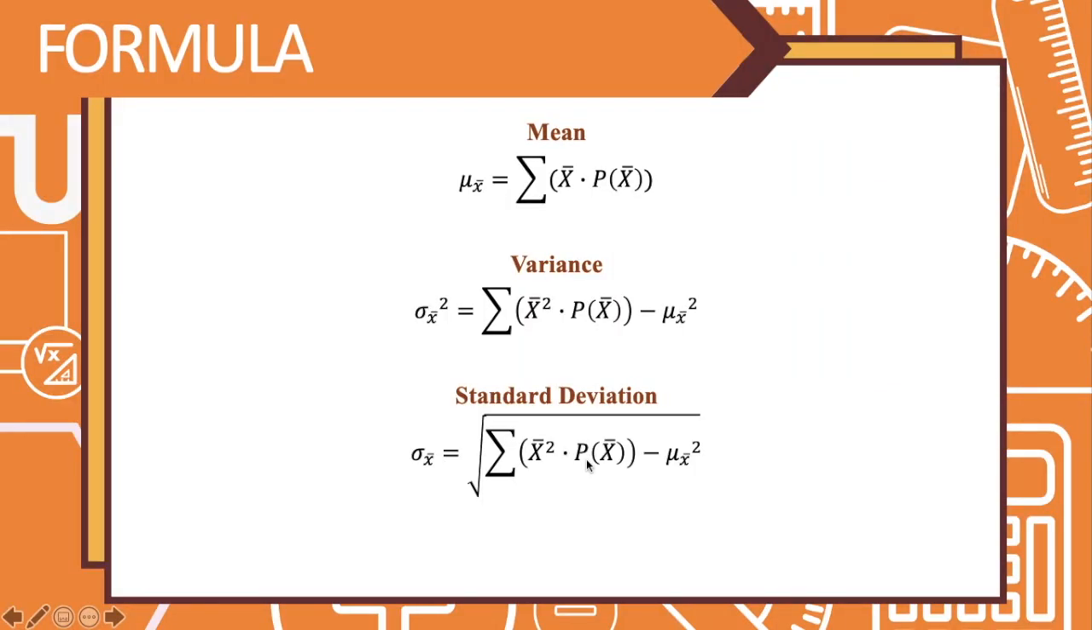Okay, so here are the formulas for getting the mean, variance, and standard deviation of the sample mean. So the formula for the mean of the sample mean is equal to the summation of sample mean times probability of the sample mean. And then the formula for the variance of the sample mean is equal to the summation of sample mean squared times the probability of the sample mean, minus the mean of the sample mean squared. And then for the standard deviation, notice that this one is just the same as the formula for the variance. So therefore, to solve for the standard deviation of the sample mean, we can just get the square root of the variance. So this formula can be used if we have the sampling distribution.